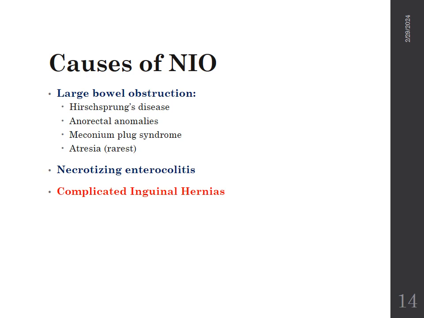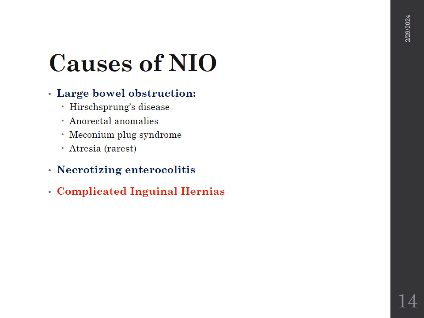How is it missed? The neonate comes presenting with abdominal distension and vomiting, a very typical picture of neonatal intestinal obstruction. We send for X-ray and we do everything, and we didn't even expose the genitalia. If we expose the genitalia, this will save us a lot, because we will see the hernia and we will find it is a complicated inguinal hernia.